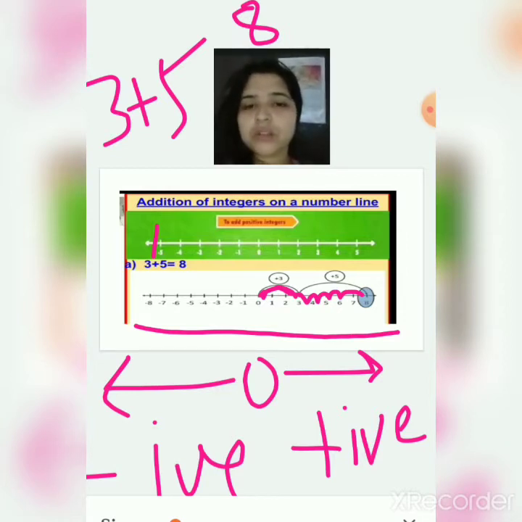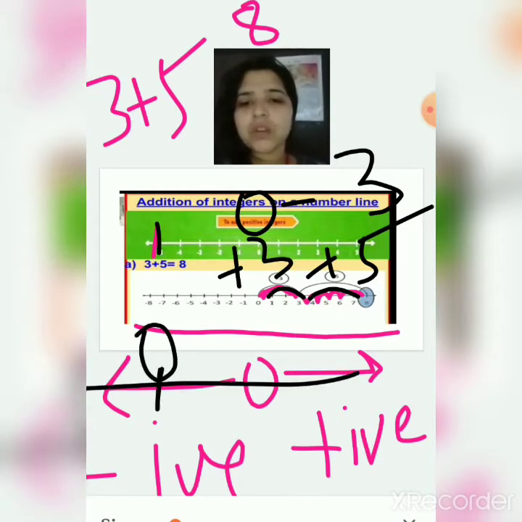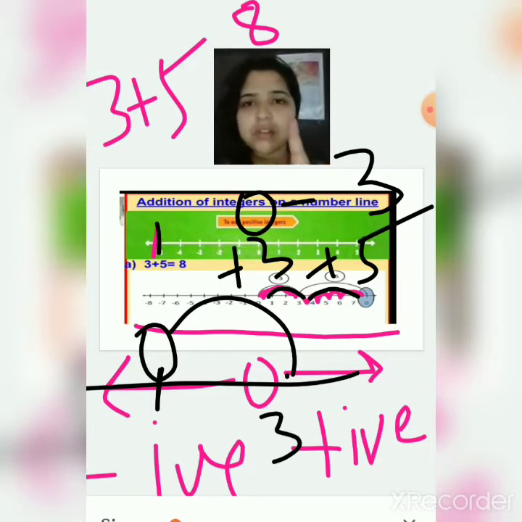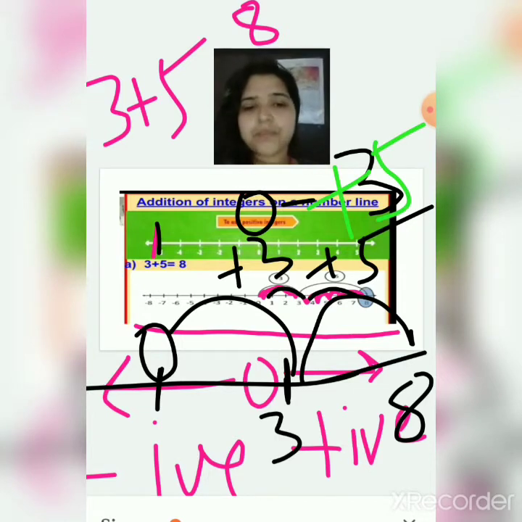Otherwise, you can take from 0 to 3, the first number we have, and the answer is coming as 8. So take from 3 directly to 8, and above that write plus 5. And on this side you write plus 3, because you are taking from 0 to 3, as 3 is the first number. From 3 the answer is 8, so you go directly and show plus 5 on the upper side. It means you have taken 5 steps.